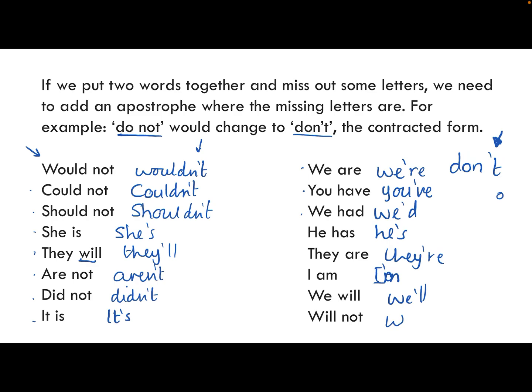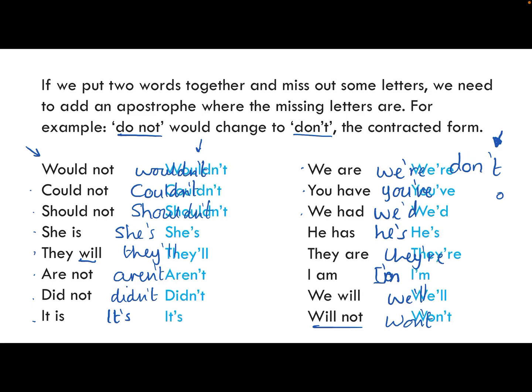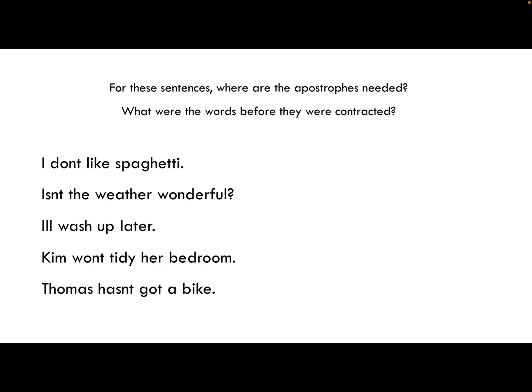We will, we'll. Will not becomes won't. It's an unusual one there, designed to trick us out. It's a little bit like shall not becomes shan't. We don't have a shallant. So, well done if you've had a go at those. Oh, the answers are there. I should have checked that.